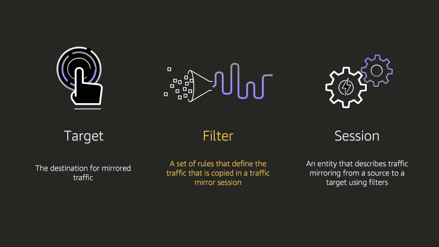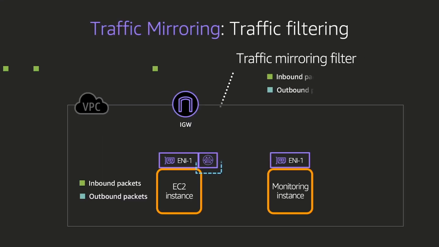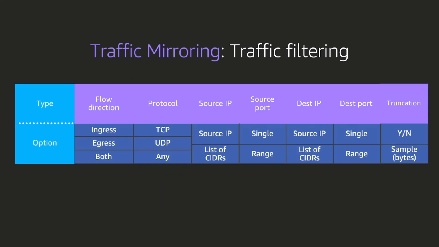So you can also set a number of rules that define the traffic that's to be copied to the mirrored session. In this case, we've got traffic coming in and out of the EC2 instance. We've set a filter for traffic mirroring to say we're only interested in inbound packets. So inbound packets are going to be sent from that EC2 instance to the monitoring instance, and we're actually not going to mirror the outbound packets. When we look at filtering, there's a couple of different options here like flow direction, protocol, source IP, source port, destination IP, destination port, and one of the more important ones here is truncation. So we can take a sampled truncated packet instead of the full thing.